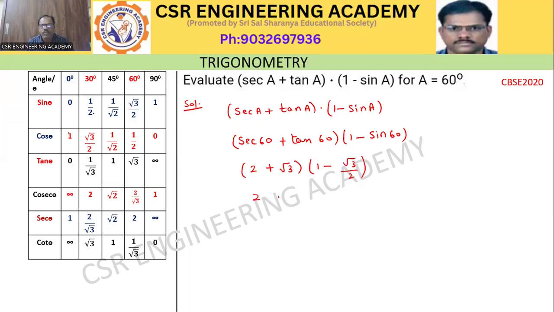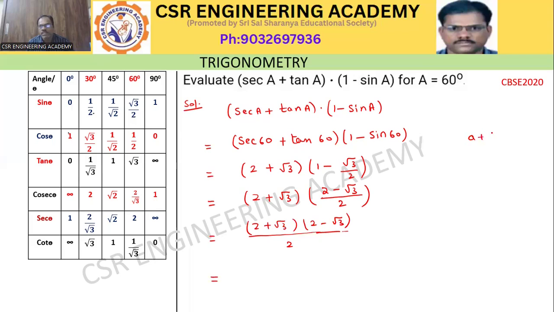Sin 60 is root 3 by 2. So, 2 plus root 3 into, you take LCM, 2. 2 into 1 is 2, minus 1 into root 3, that is root 3. So, (2 plus root 3) into (2 minus root 3) whole divided by 2 is equal to (2 plus root 3) into (2 minus root 3).